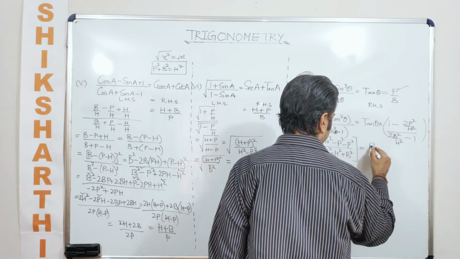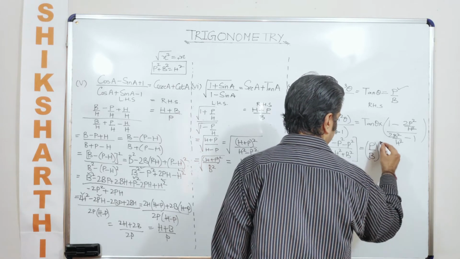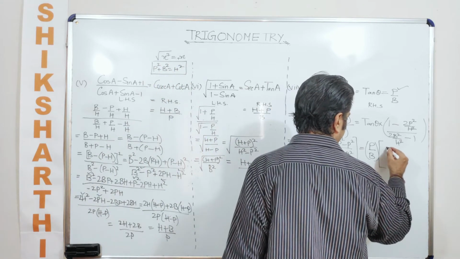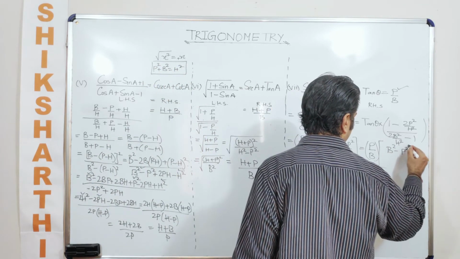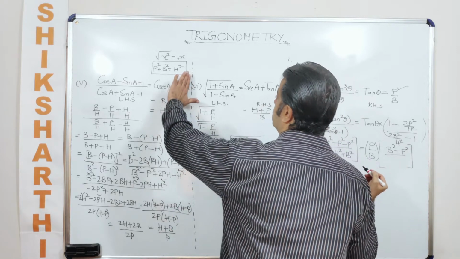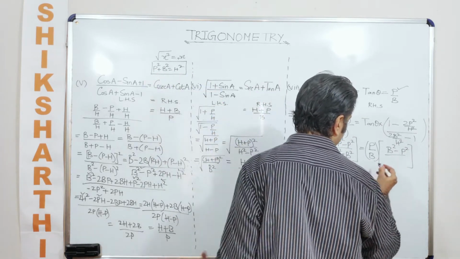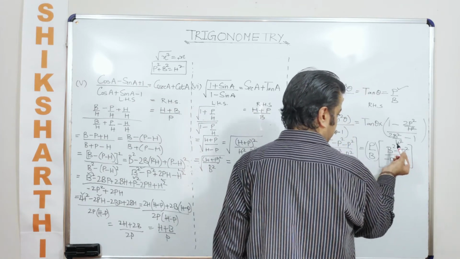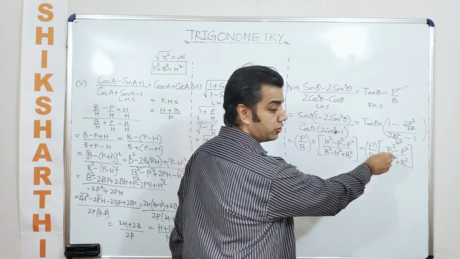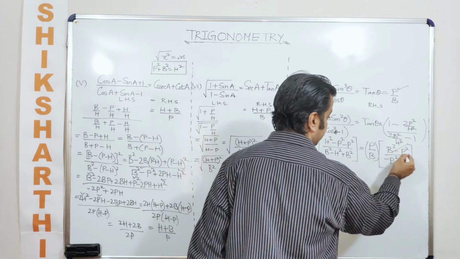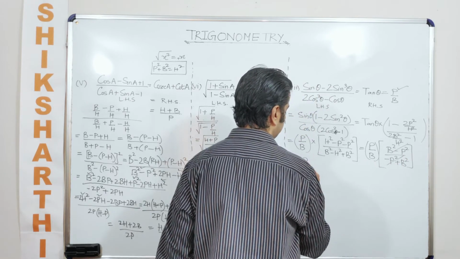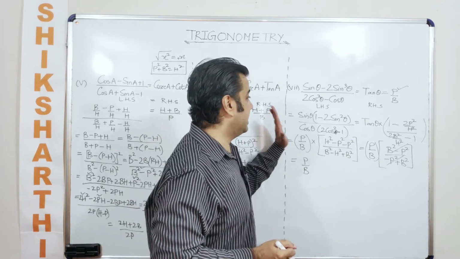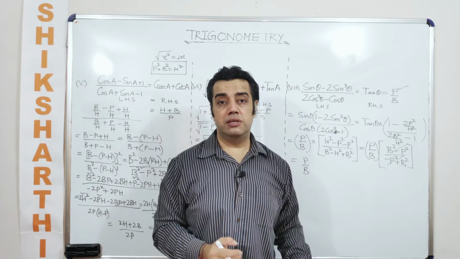So this further can be written as p by b, and h square minus p square is equal to b square. So the numerator becomes b square minus p square, and b square minus h square becomes minus p square. So the numerator is also b square minus p square, and the denominator is also b square minus p square. They get cancelled out, and eventually you get the answer as p by b, which is equal to your RHS, the right hand side value. Since LHS is equal to RHS, you'll be able to say hence proved.